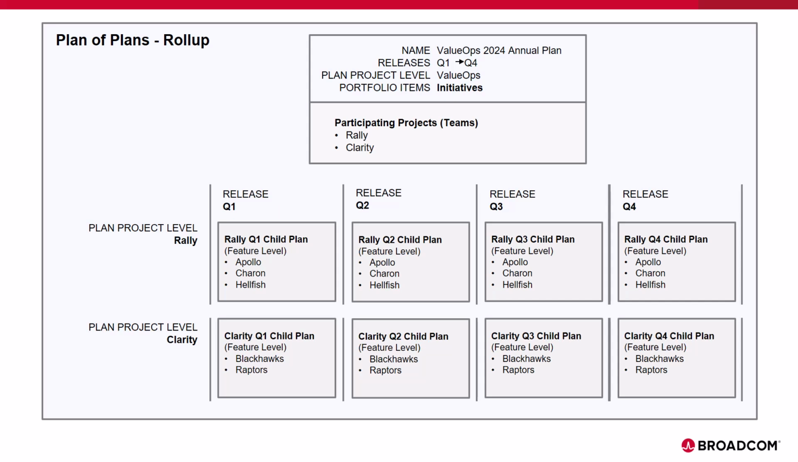And you can see the single release child plans that we connected to our plan of plans. We added one plan for each quarter for Rally. These release plans were created at the Rally level of our project hierarchy and were created at the feature level. For the purposes of this example, the Rally team of teams includes the Apollo, Charon, and Hellfish teams. Those are the individual teams that were added to each child plan.